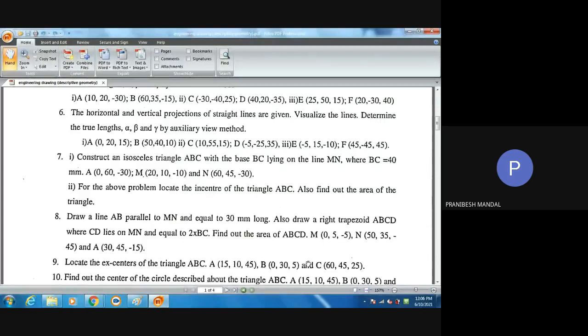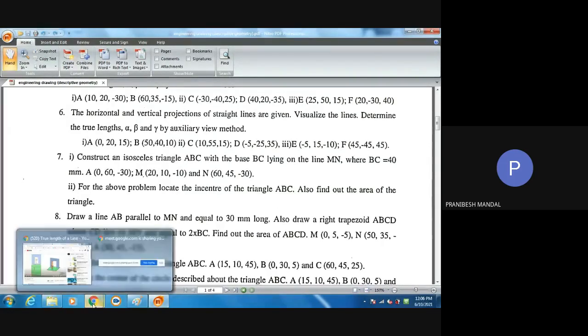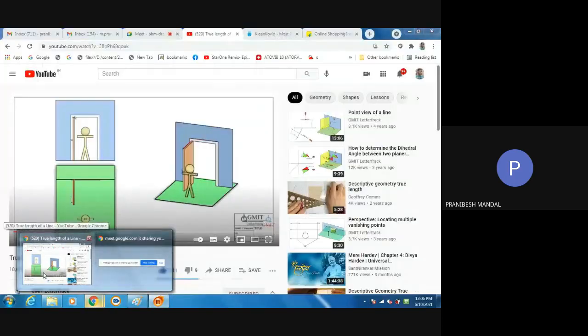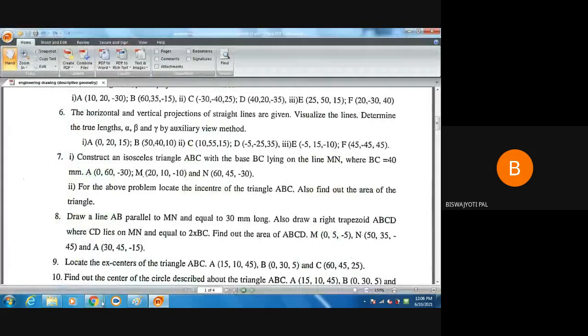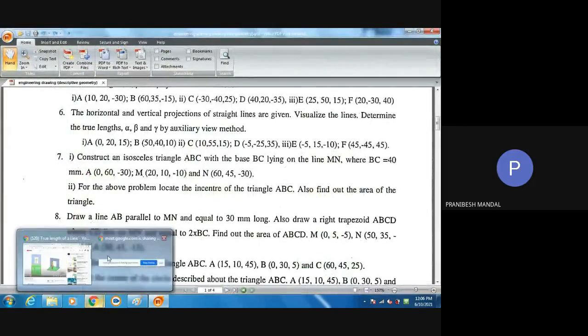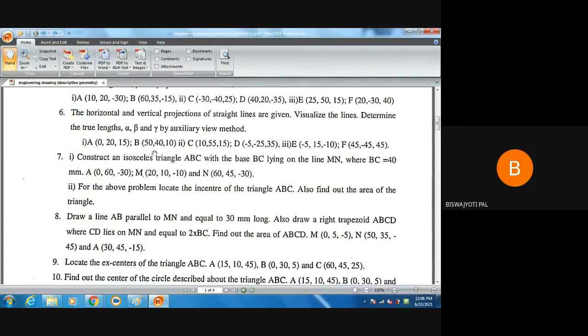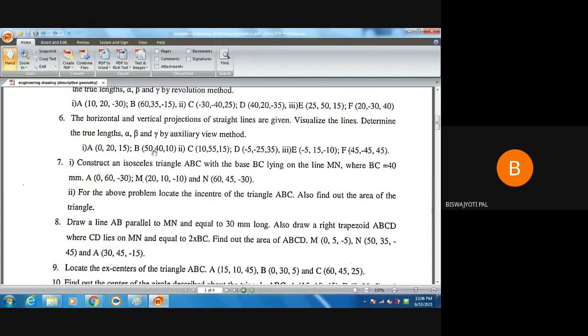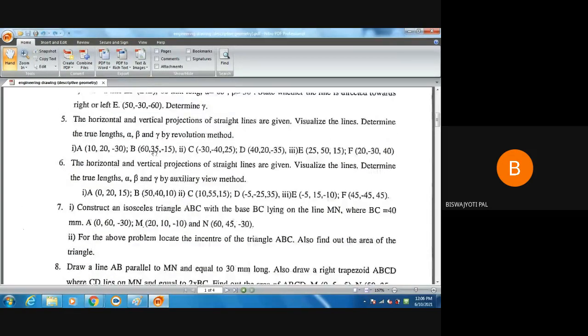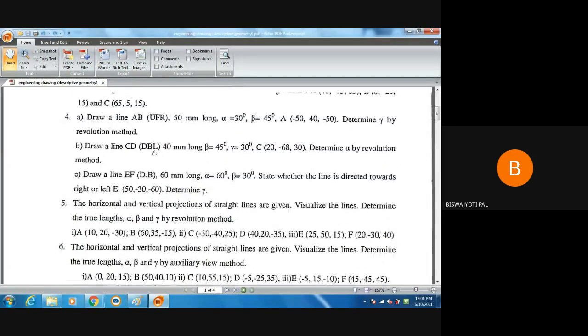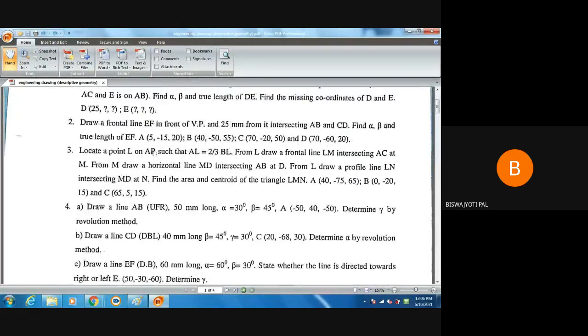So, if anybody is having any problem, he or she may ask me, or otherwise I will end this particular session. Sir, please go to the problem sheet once. Yes, I am right here, on the problem sheet, tell me. Yes sir, in question number 2, what does it mean where EF is said to be 25 millimeter away from the vertical plane?